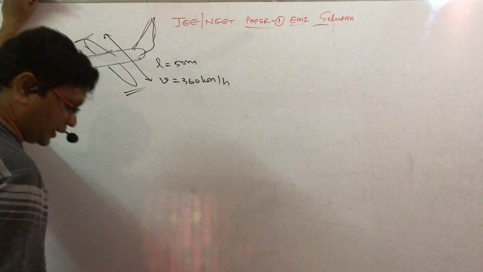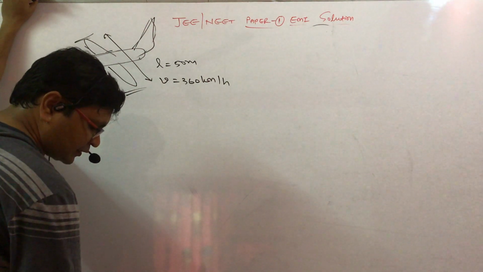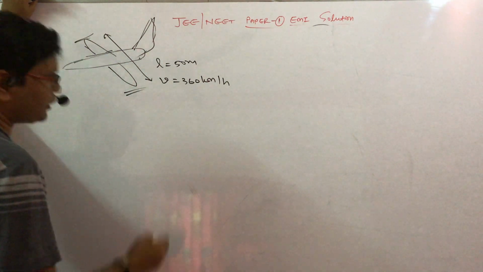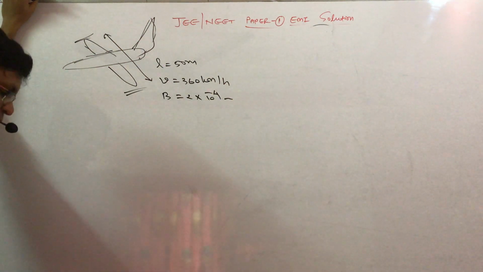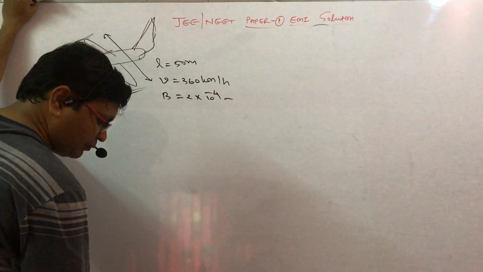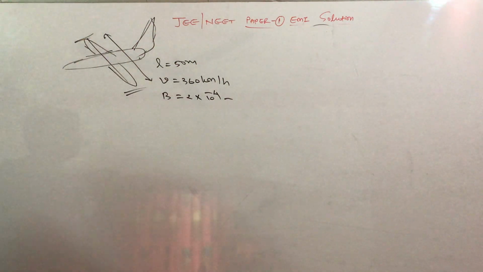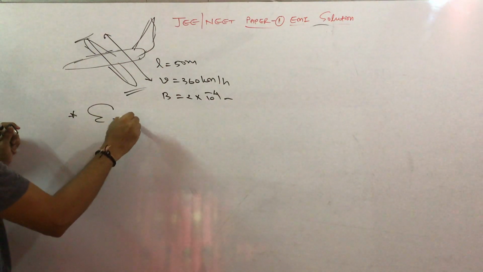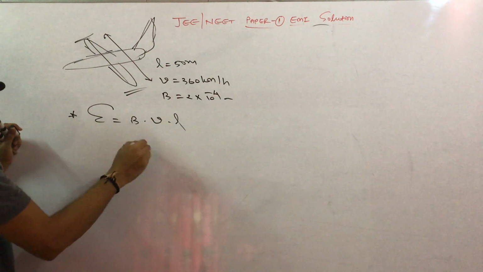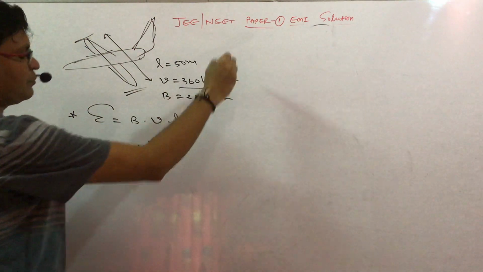If the component of earth's magnetic field is 2 into 10 raised to minus 4 Tesla, then what is the induced EMF across the two end points? So induced EMF, what is the formula? BVL. This is the motional induced EMF, so it is BVL. So B is 2 into 10 raised to minus 4, and the speed is 360 km per hour.